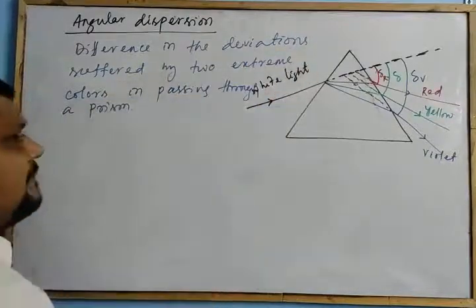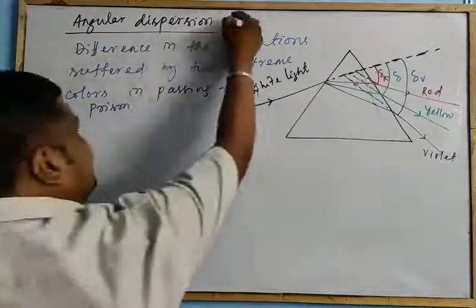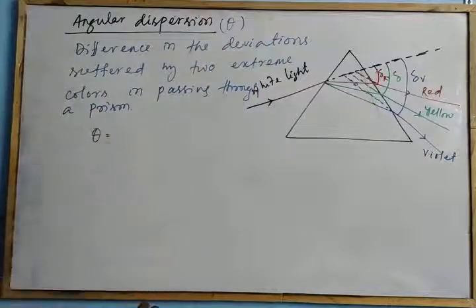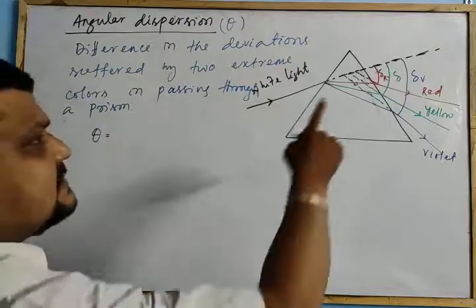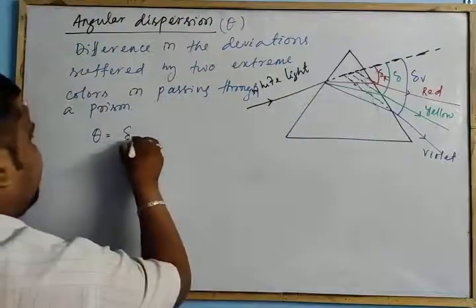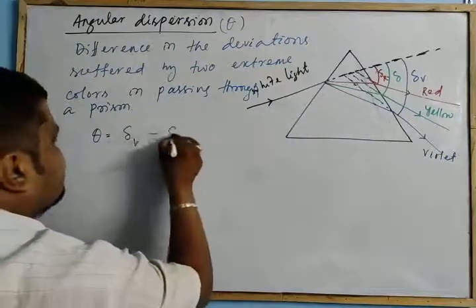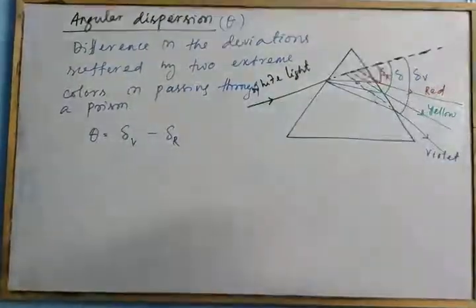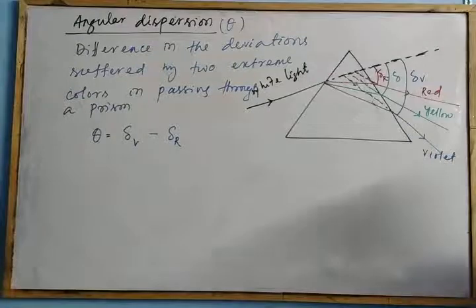So angular dispersion is generally shown as theta. I can say theta is equal to the difference in the deviations. Which is more? Delta V for violet minus delta R. Theta is equal to delta V minus delta R.